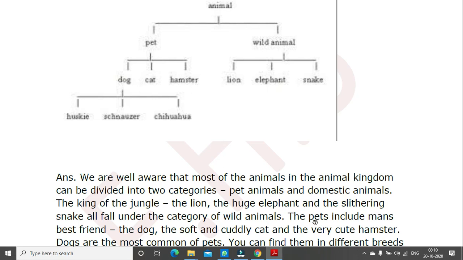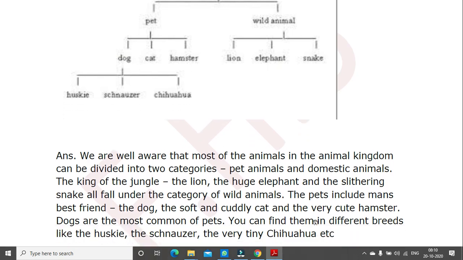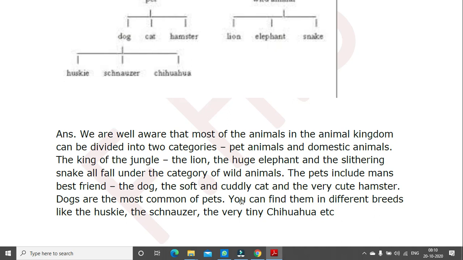The pets include man's best friend, the dog, the soft and curly cat, and the very cute hamster. So I just added some adjectives to it.